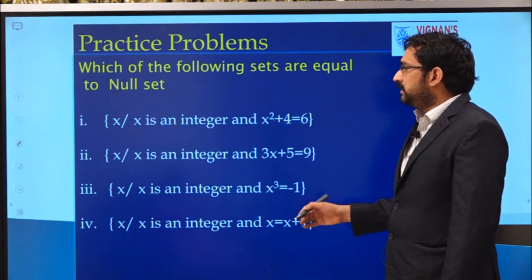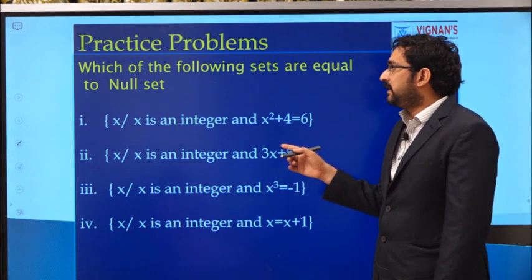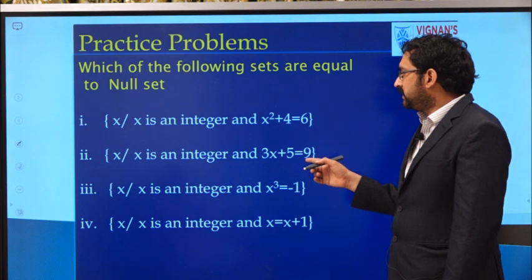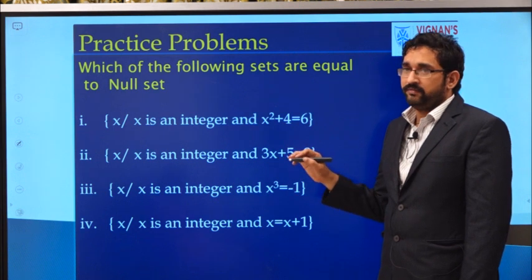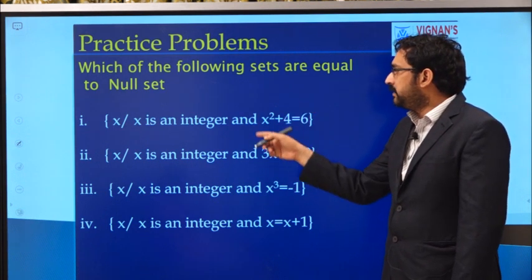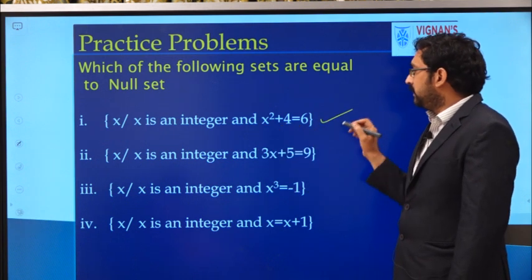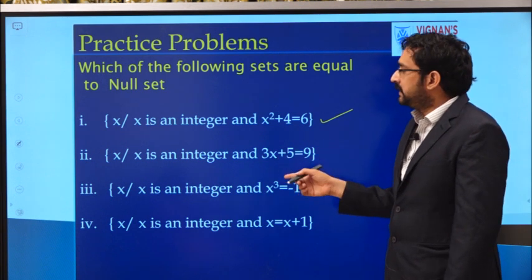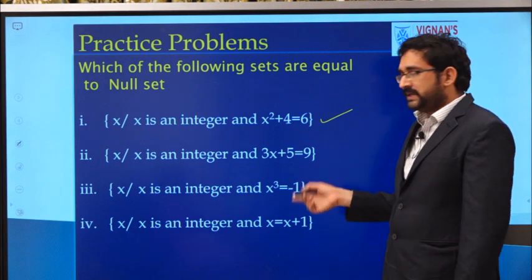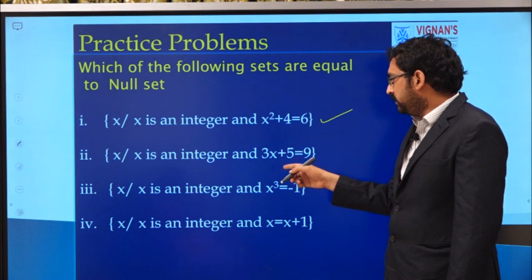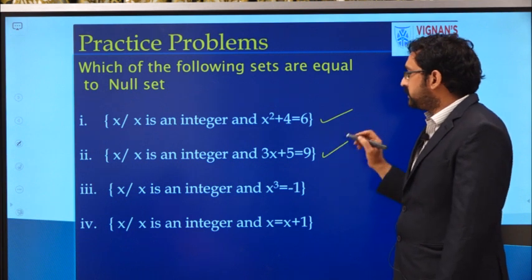Here some sets are given. We have to identify which set is equal to the null set. Observe the first one, the set of all x such that x is an integer and x² + 4 = 6. Whatever value we take, whether it is positive or negative or 0, whatever integer you take in place of x, this condition will not be satisfied. So this set is the empty set. See the next one, the set of all x such that x is an integer and 3x + 5 = 9. Take any value, either 0, 1, minus 1, whatever value we take, it will not be satisfied. So the second one is also a null set.